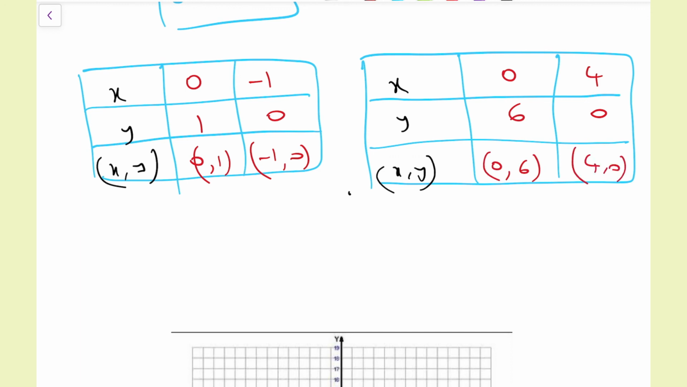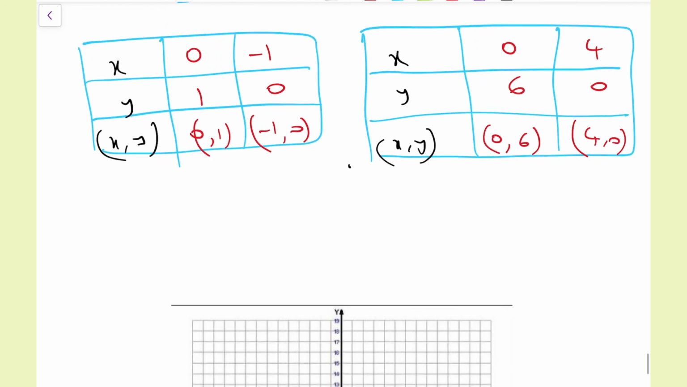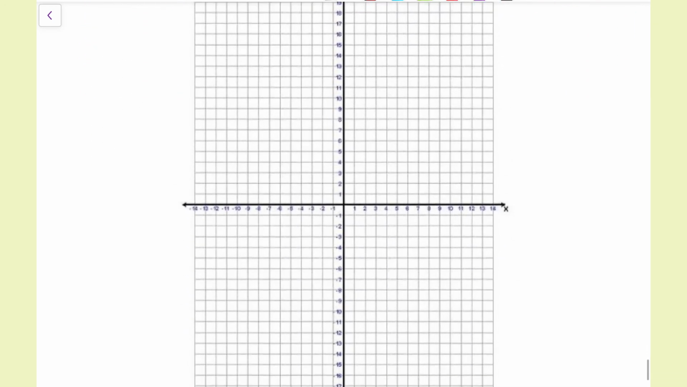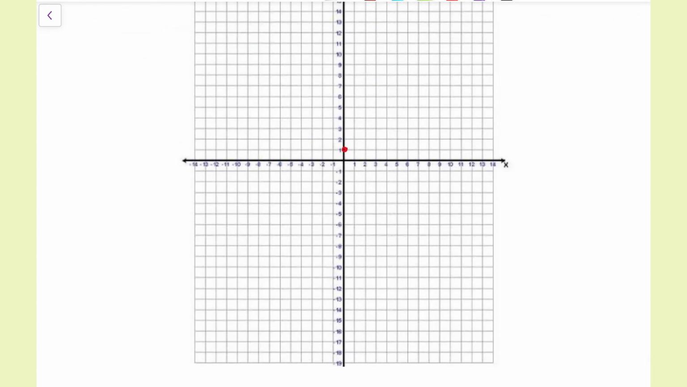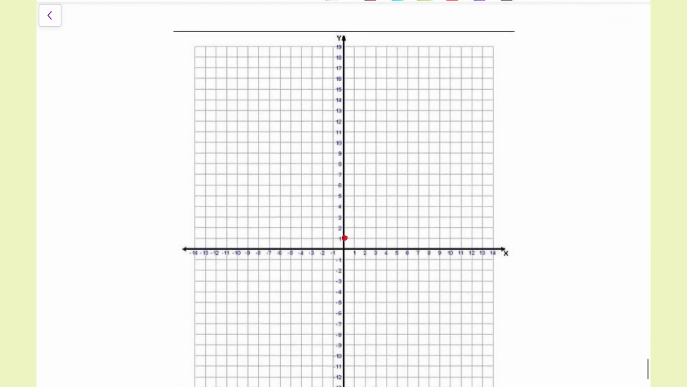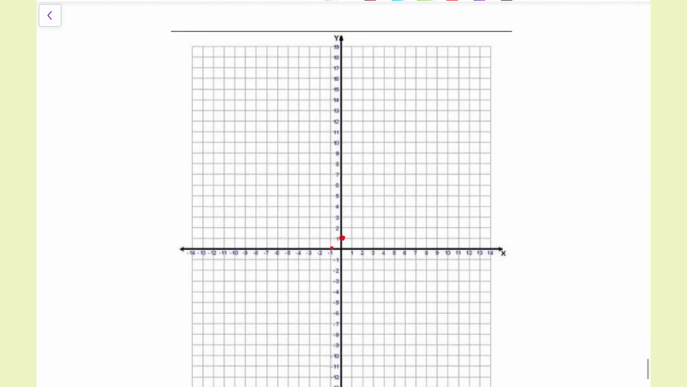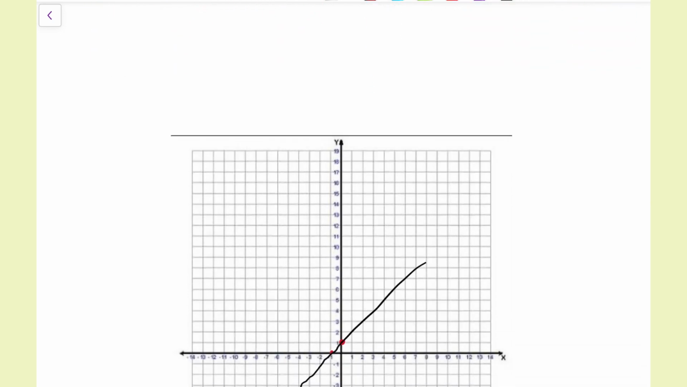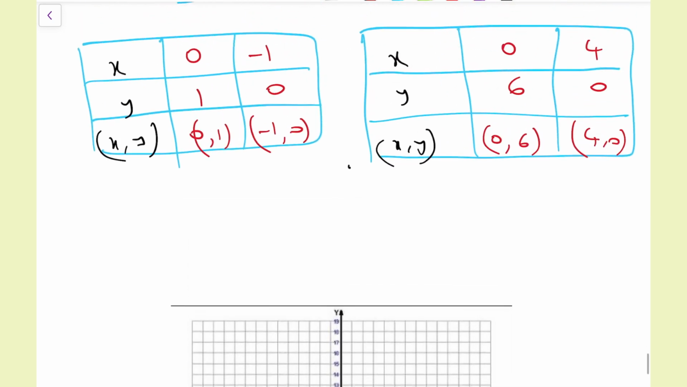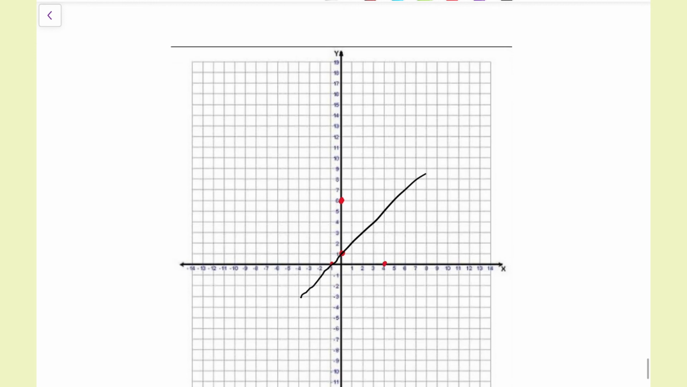Now let us represent these points on the graph paper. First one is (0, 1). So this will be (0, 1). Then next one will be (minus 1, 0). This will be (minus 1, 0). Then (0, 6). Oh, first let us join these two. Okay, something like this it will go. Finished. Next (0, 6). This is (0, 6) and (4, 0). If we join these two, it comes something like this.